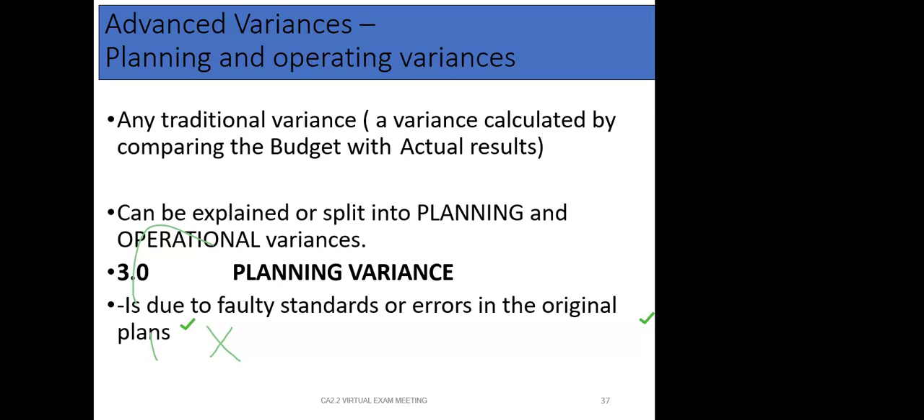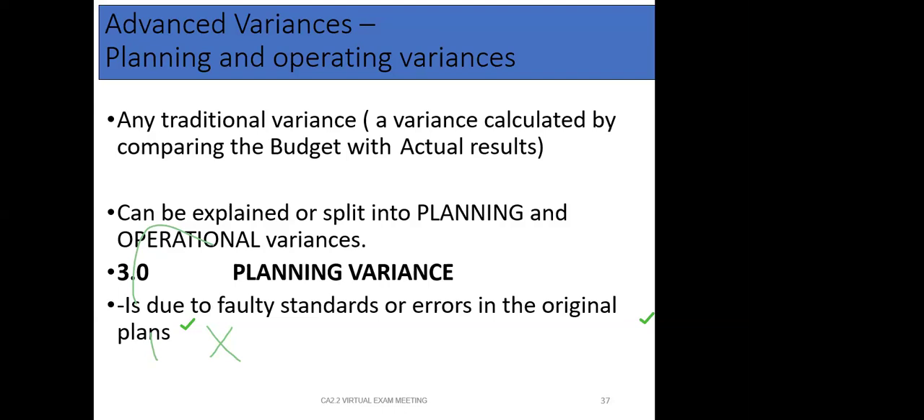We move to the last portion of the advanced variances. That is planning and operating variances. A traditional variance is one that we are familiar with, calculated by comparing the budget with the actual results. Such a traditional variance can be split or explained by the planning and operational variances. The traditional variance can be explained or split into planning and operational variances.